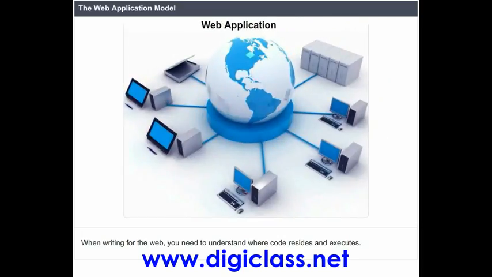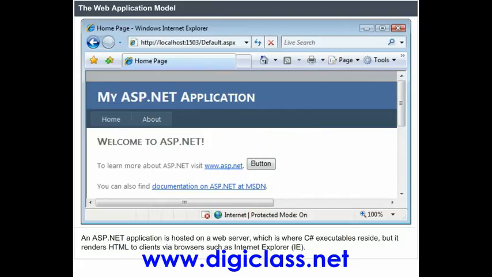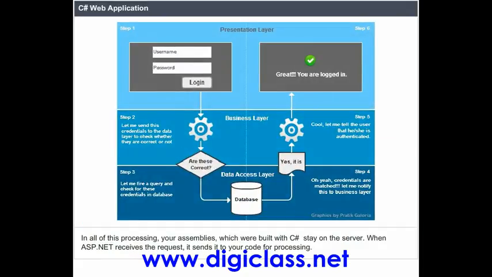The web application model. When writing for the web, you need to understand where code resides and executes. An ASP.NET application is hosted on a web server, which is where C# executables reside, but it renders HTML to clients via browsers such as Internet Explorer, i.e. a C# web application. In all of this processing, your assemblies which were built with C# stay on the server.